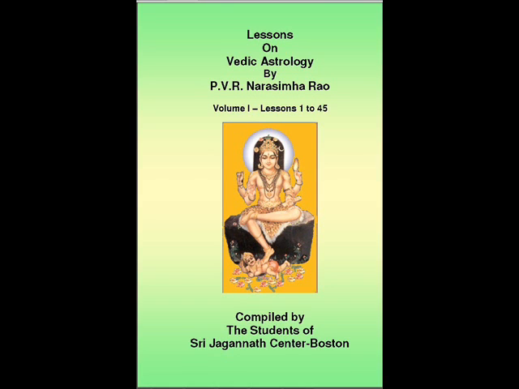Second thing, the Prishthodaya Rasis. They are Aries, Taurus, Cancer, Sagittarius and Capricorn. These are the Prishthodaya Rasis. They rise with the back. Prishtha means back. Some people actually translate it as rising with the tail, because the opposite of head is tail, but literally Prishtha means back. So they rise with the back.